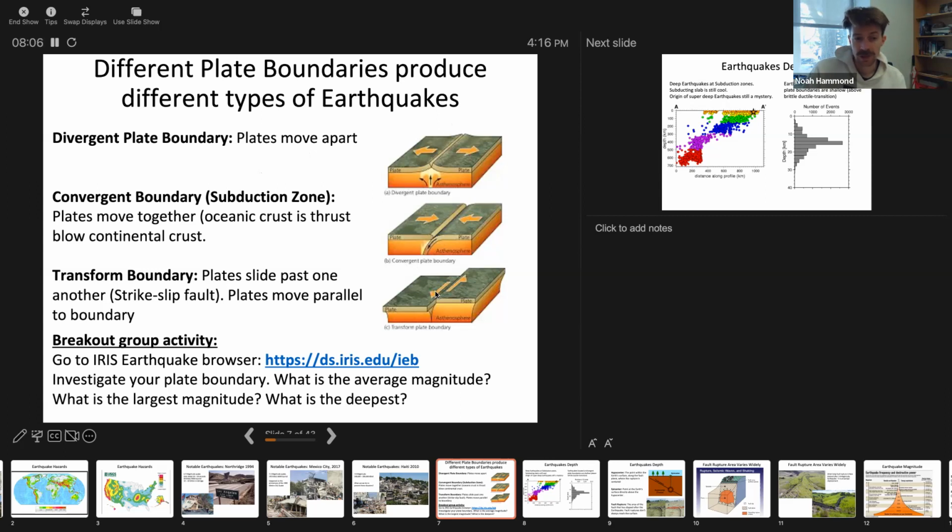And also at transform boundaries, where we have strike slip faults, you can also get really powerful earthquakes that are actually much closer to the surface and can be just as deadly as the type of earthquakes we get at convergent plate boundaries.